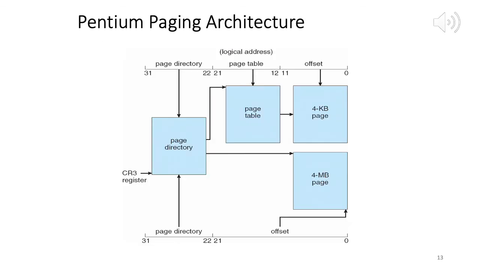So this is slide 13. This is just the same picture in a larger format. And you can see the logical address is 32 bits. Hierarchical 2-level paging is used, 10, 10 and 12, going from left to right. And we also have the option of a 4 MB page as well. With 4 MB, the address will be 10 bits for the page number, 22 for the offset. Okay. So this is how Intel Pentium does paging.